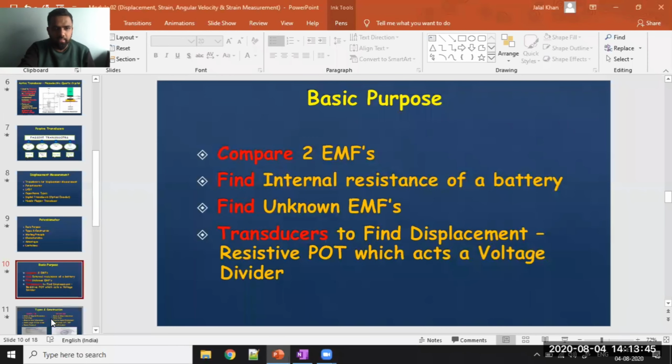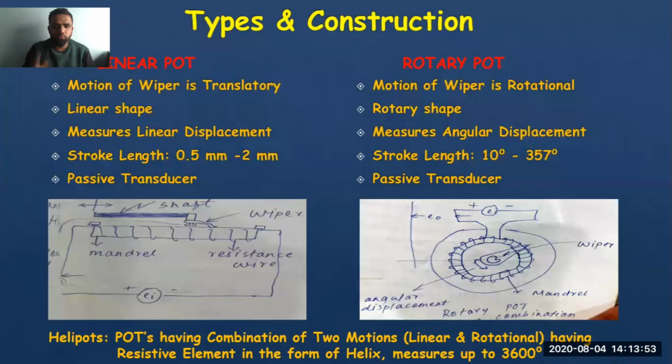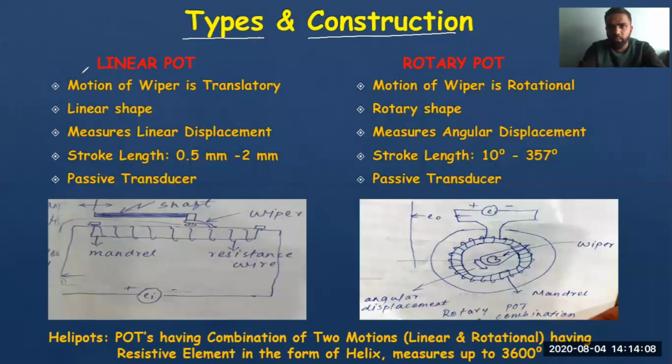I'll just take the next slide. Now this is important, and this is very important. I'll explain everything, but first I'll show you the types. I'm showing you two things: I am telling you about types, and I'm also telling you about the construction. Now let me move my screen so that all the things are properly visible.